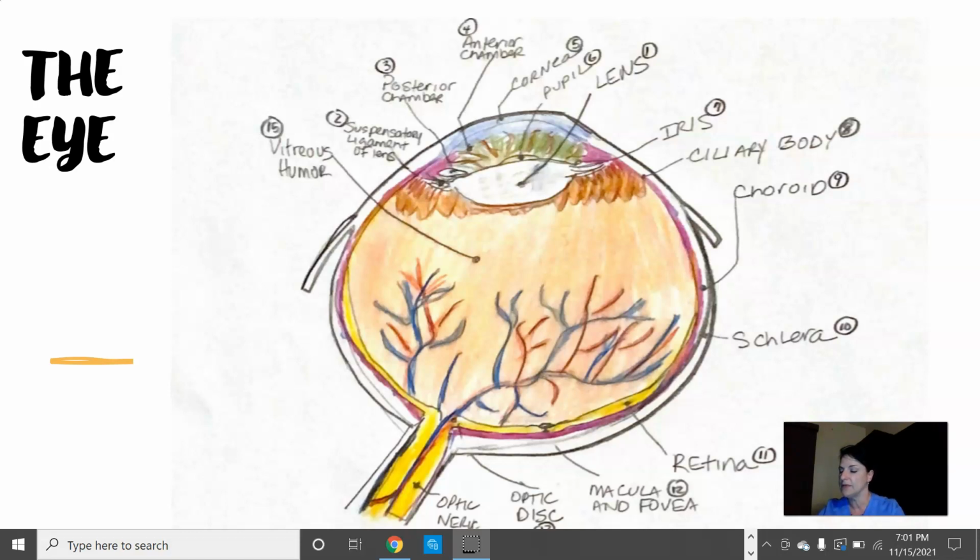The sclera is a tough and dense white covering structure of the eyeball. It is also called the white of the eye.